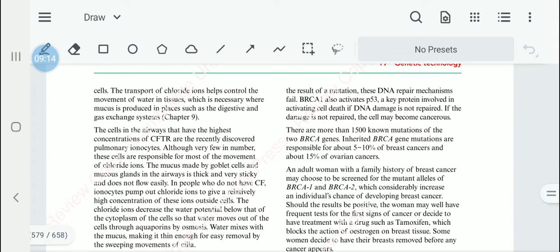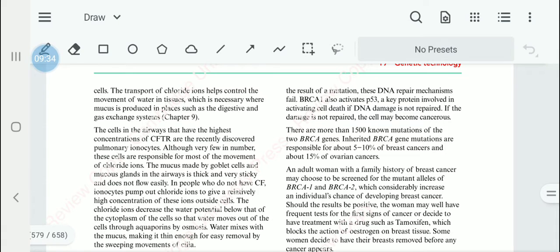So these chloride ions help the movement of water in tissues. When it is required, where mucus is produced in places such as the digestive and gas exchange systems, this water needs to be moved.